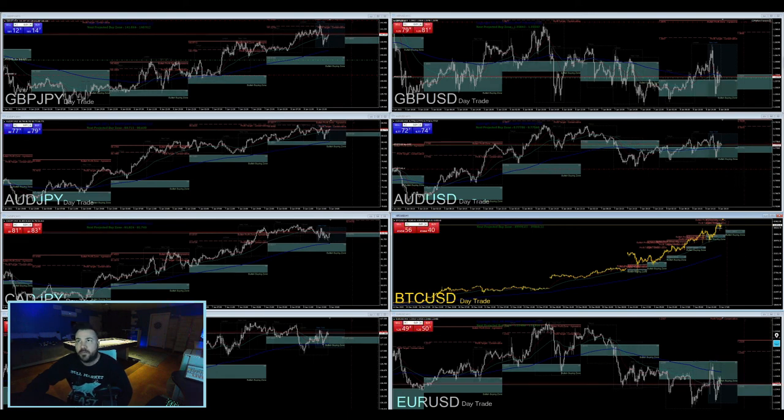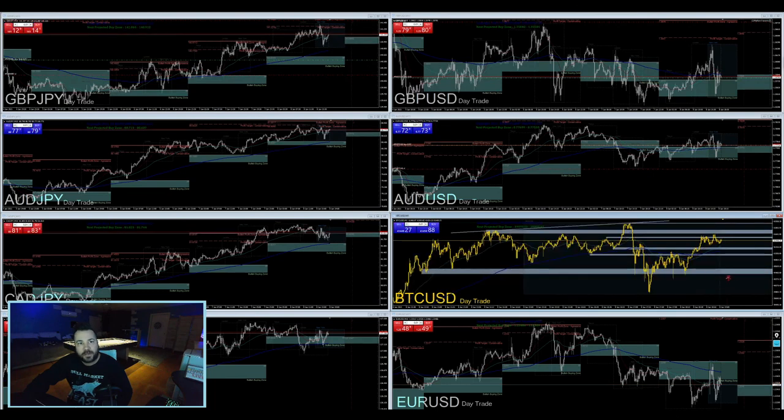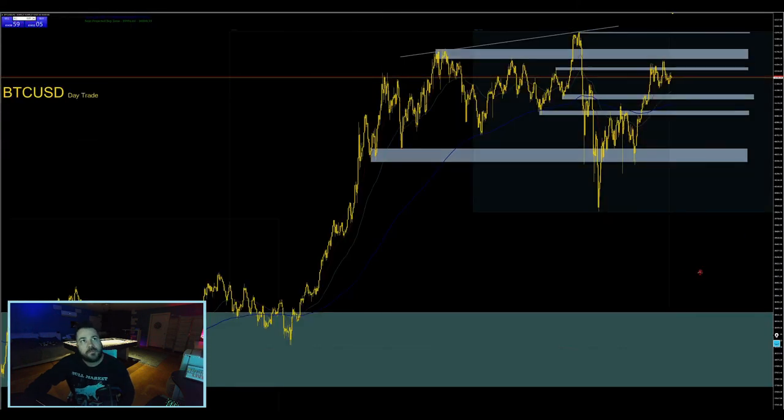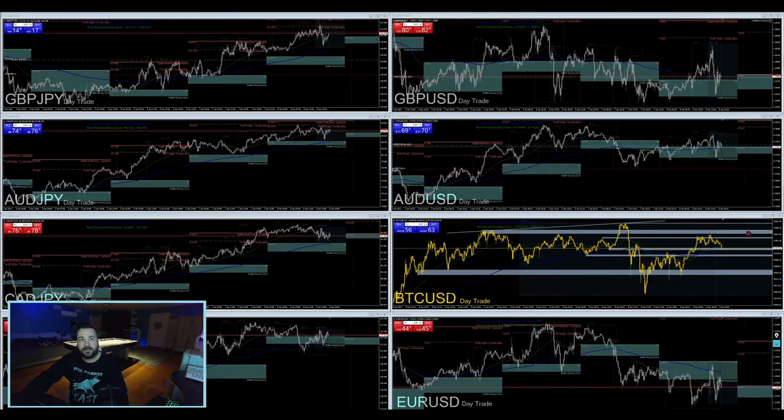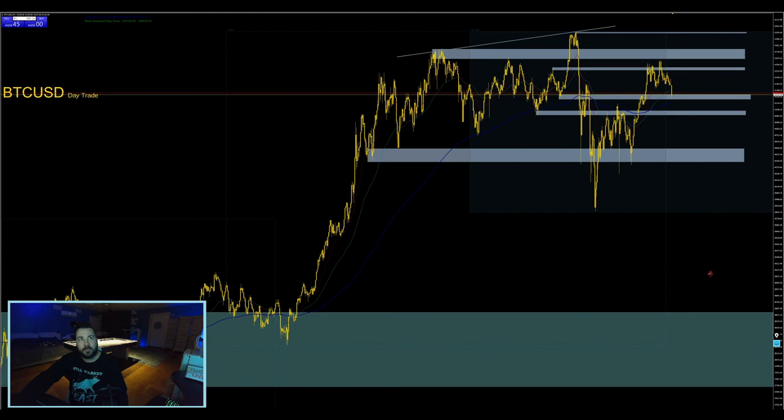Let's go back to the 1 minute chart for Bitcoin. We may just consolidate here for a little while. Let the scalpers scalp away. All right, here we go. Battle of the blue boxes. It is 10:08 a.m. here on the 8th of January, 2021.